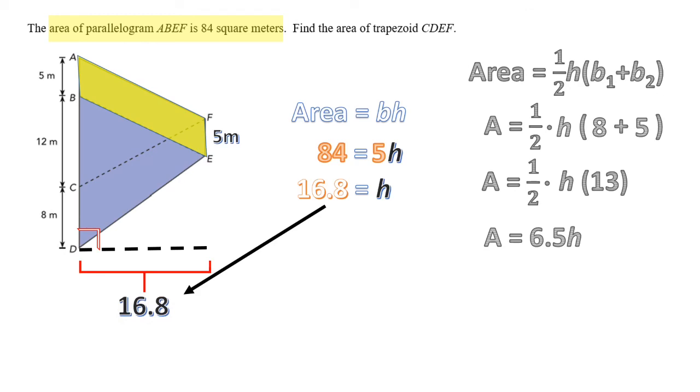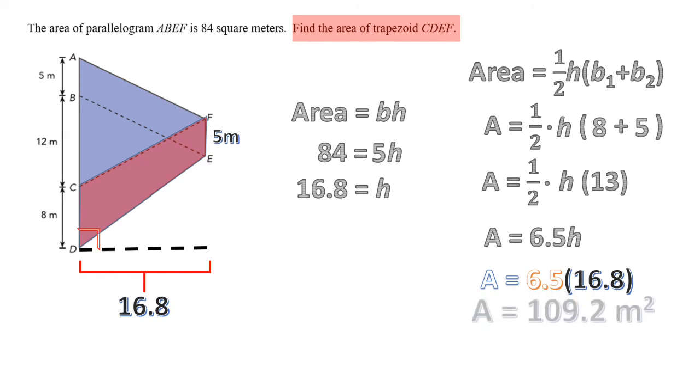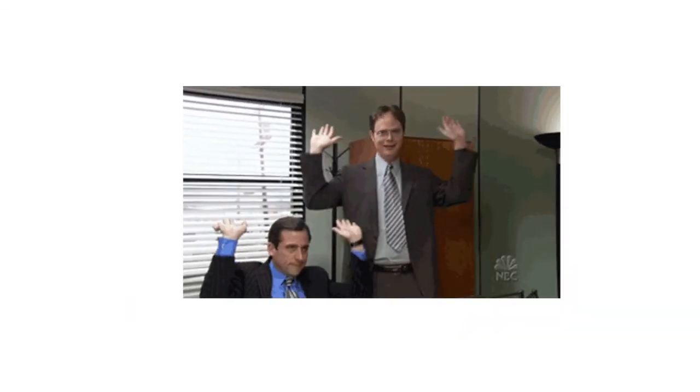So once I have that information, I'm ready to go. I just have to go and plug that into where I left off on my trapezoid formula. So back to trapezoid CDEF, I did all the work to simplify it. I just need to plug in the h now. So I'm going to plug in that 16.8 for h, multiply it by 6.5, and I get 109.2 square meters. So that one was a good one. If you got that on your own, way to go. Hopefully you're feeling pretty good.